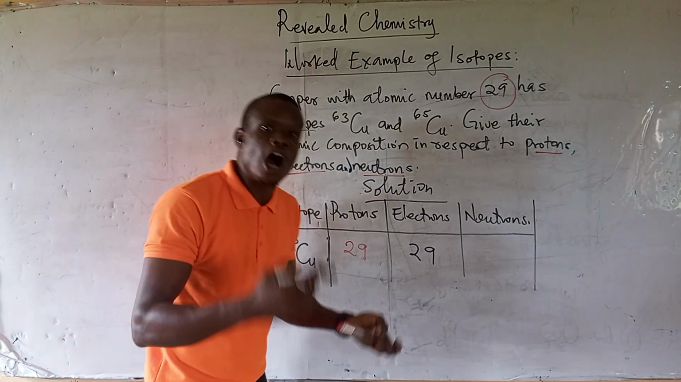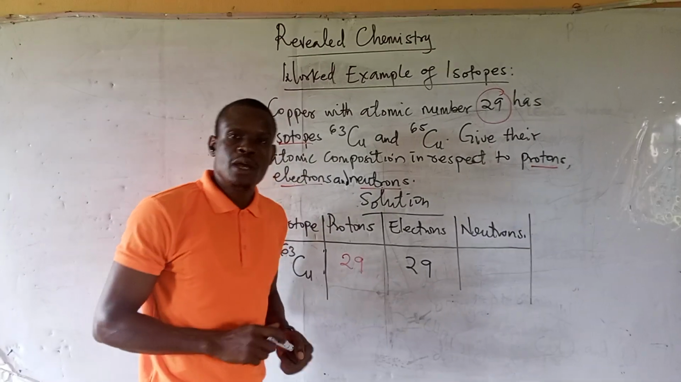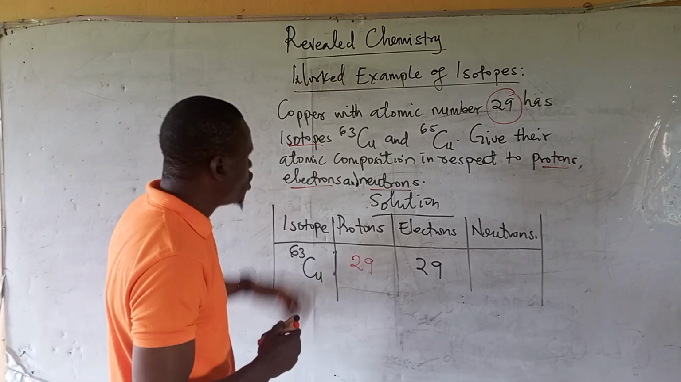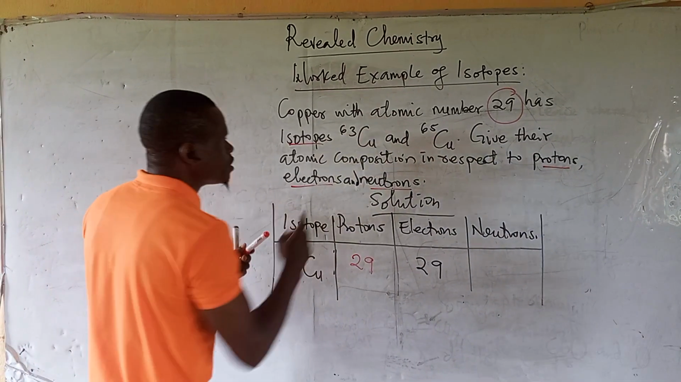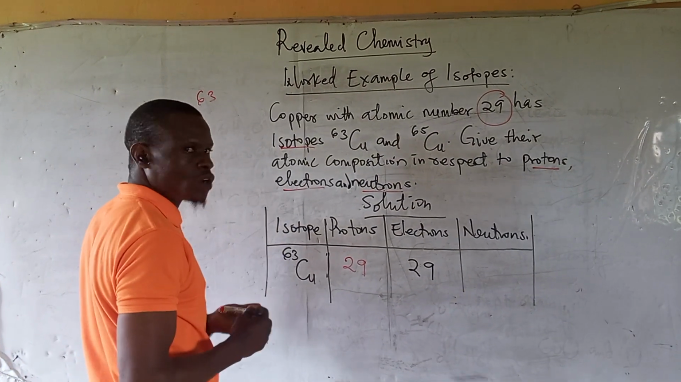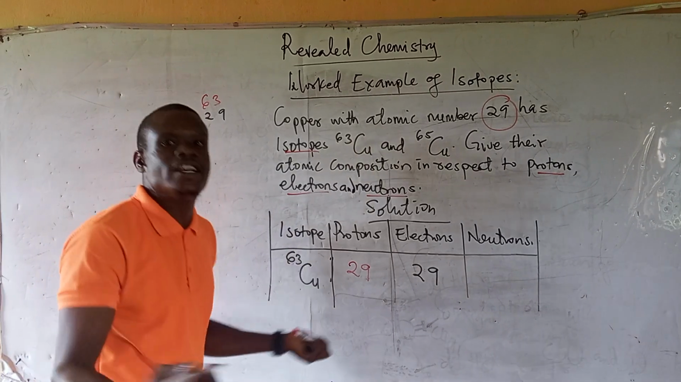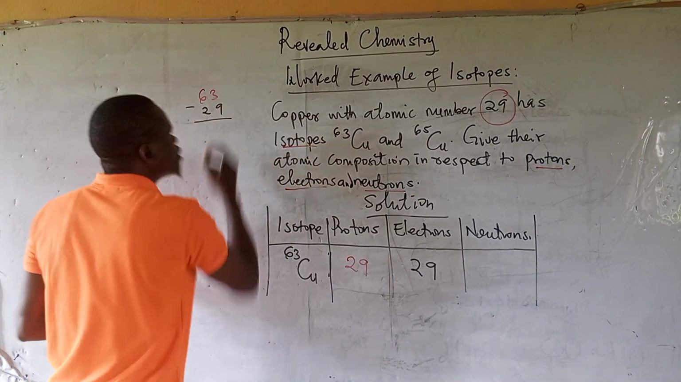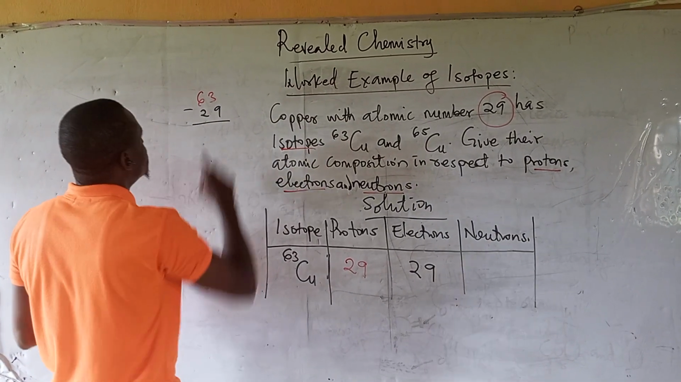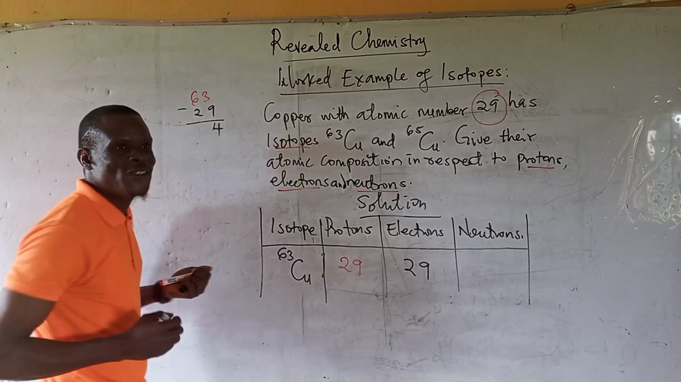And in our previous video, I also mentioned that the neutron number is the difference between the mass number and the atomic number. So let's work it out. You have 63 as the mass number of copper and 29 as the atomic number. We're talking about the difference, so you subtract. Simple arithmetic. 63 minus 29.